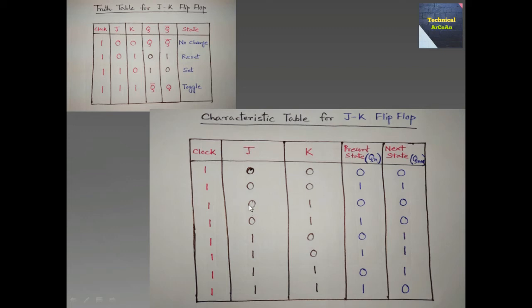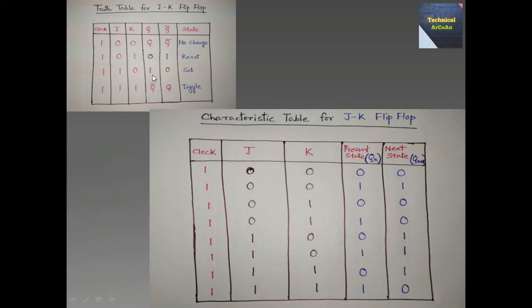Now the second case, when J is 0 and K is 1, for possible present state either 0 or 1. If it is 0, the next state is also 0. If it is 1, the next state is also 0, meaning it doesn't matter whatever the present state, the next state should be 0. That's why in the truth table when 0 and 1, we get Q as 0. Now the next combination, 10: when J is 1 and K is 0, the present state is either 0 or 1, and in both cases we get 1 as the next state.